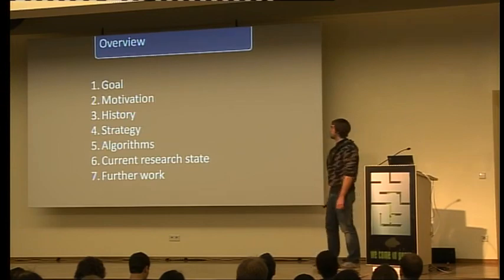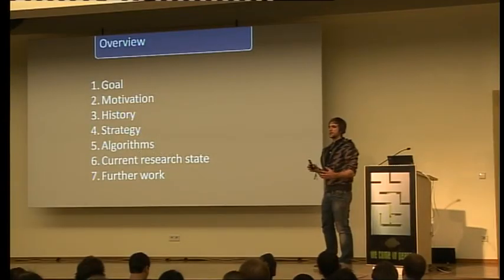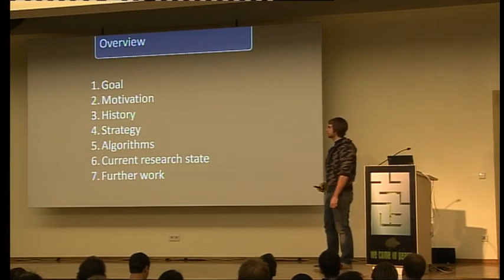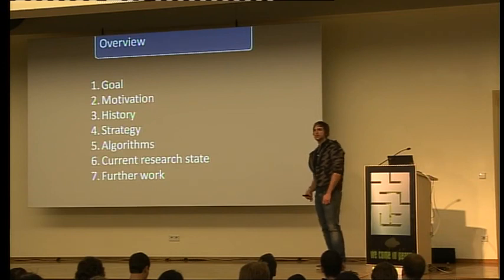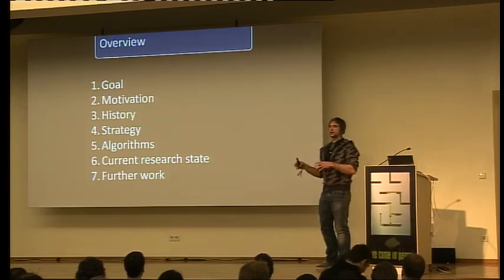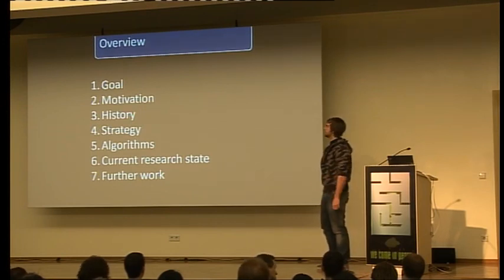What we're going to talk about today is, first, we're going to define the goal, what we actually wanted to achieve with this research. Then we're going to motivate why we did the research and what parts have been done before, and why we were interested in looking into this will be discussed in the history section. Then we're going to go into the technical details in the strategy part and the algorithms part. And then I'm going to tell you what the current research state is and what further work can be done on this topic and on the topics closely related to the return-oriented framework that we have written and the parts that it's based on.